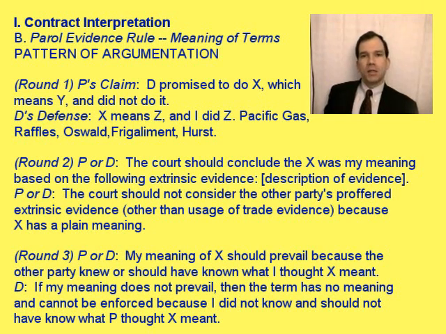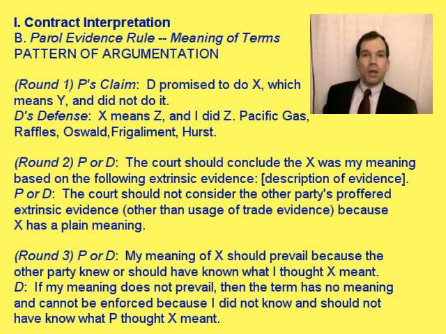Now, in many cases, round 1 will be the end of it. The court will simply look at the contract and figure out which is the most reasonable interpretation. In some situations, however, either the plaintiff or the defendant will seek to introduce extrinsic evidence about the meaning of the terms in the contract. For example, the plaintiff or the defendant might say, well, the court should conclude that X has my meaning based on the following extrinsic evidence. In the Fergal-Ament case, Fergal-Ament said, well, the court should conclude that the term chicken means broiler chicken based on this testimony of my expert witnesses.